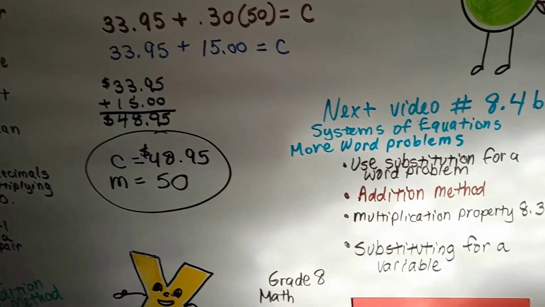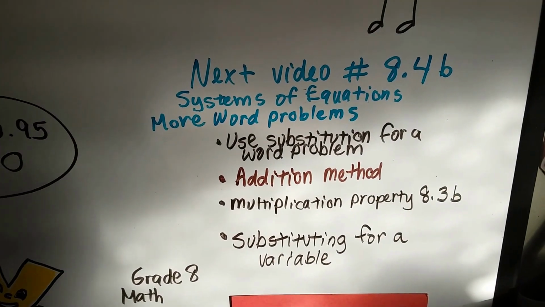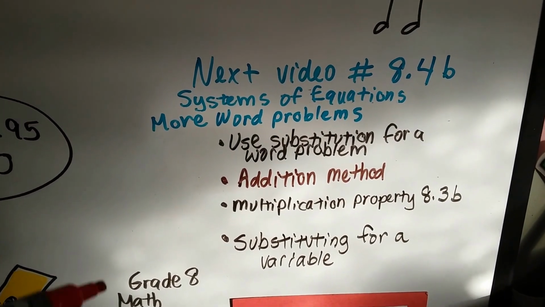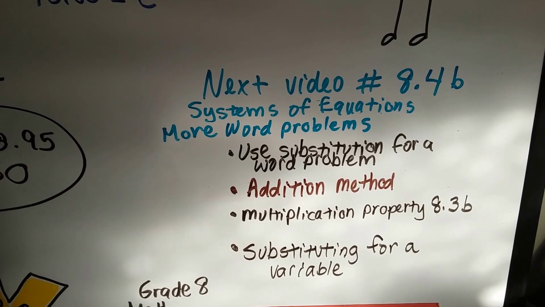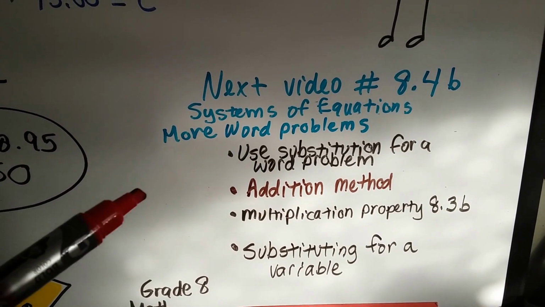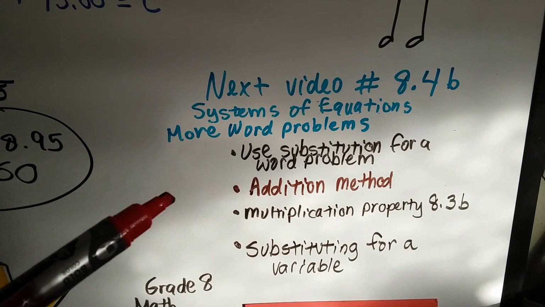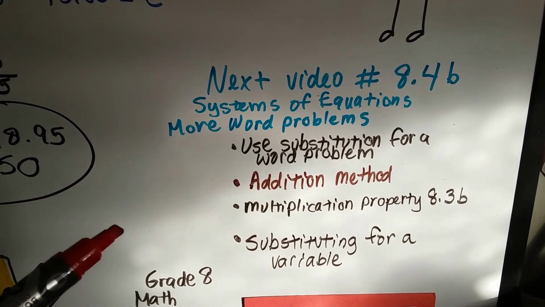All right. The next video is going to be 8.4b. Sorry about the shadows. It's sunny and shadowy in here. And I'm going to do more systems of equations word problems because I know these can be really tricky.